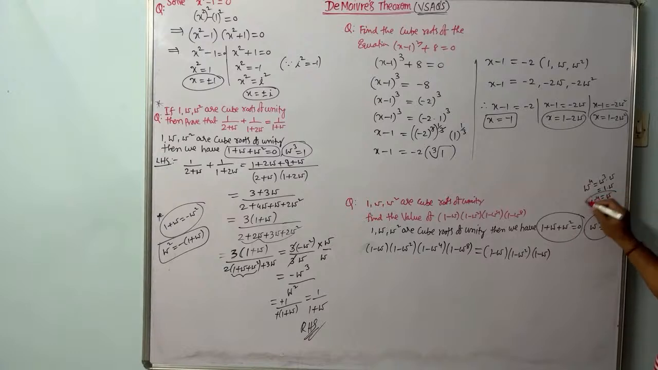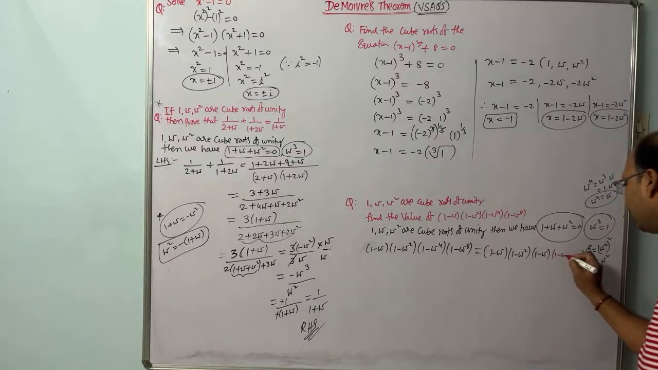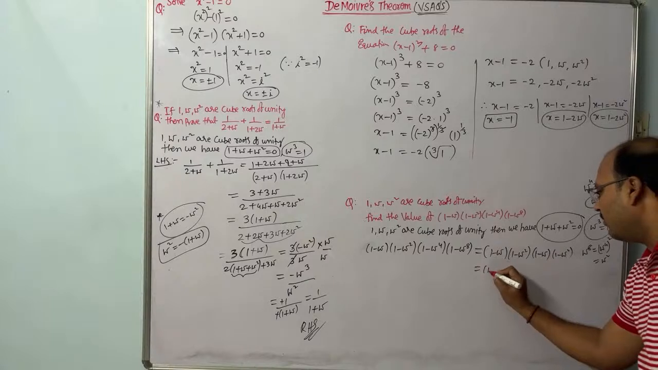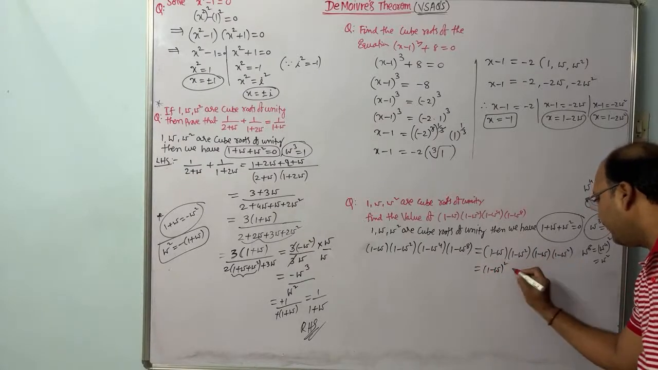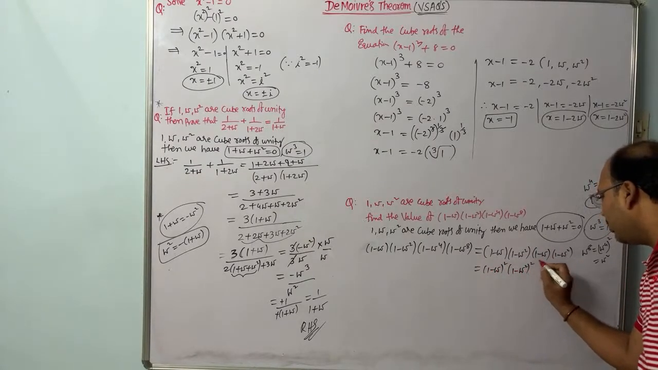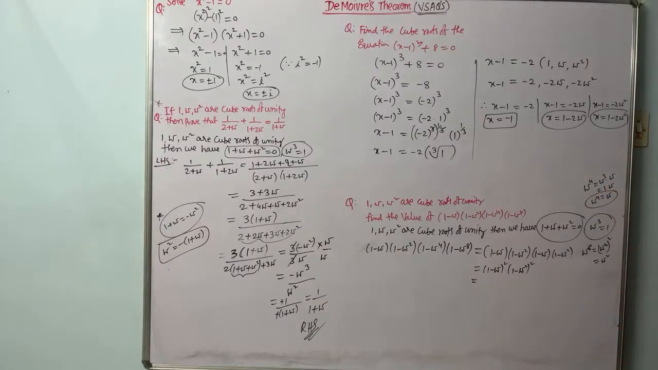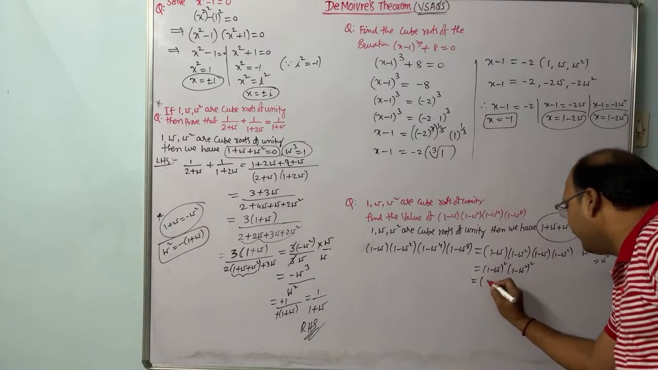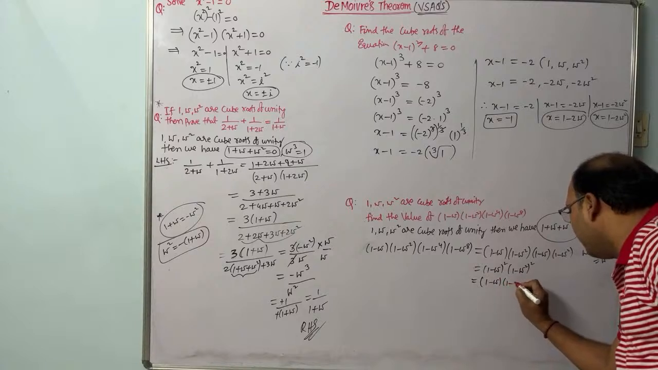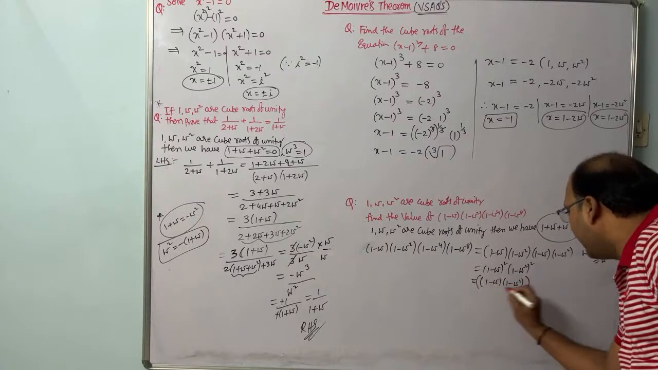Omega power 8, if you want, is omega power 4 whole square, and you know omega power 4 is omega, so omega power 8 is omega square. So this is 1 minus omega square. So we get (1 minus omega) whole square and (1 minus omega square) whole square. What I am doing is writing ((1 minus omega)(1 minus omega square)) whole square.